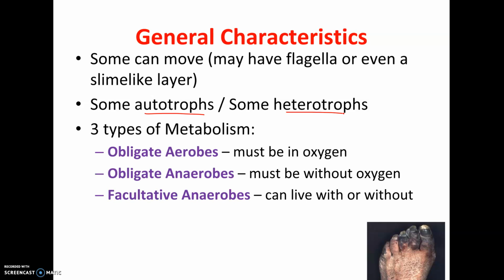There are three kinds of general metabolism that we might see, based on their oxygen requirements. Obligate aerobes are obligated to be in the oxygen, so they have to be in air. Obligate anaerobes have to be without oxygen. For example, I know botulism is an example of a bacteria that's an anaerobe. I believe the Clostridium that causes tetanus and the one that causes gangrene are also anaerobes, that oxygen actually harms them.